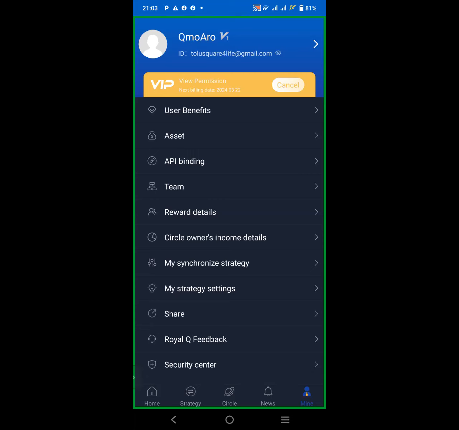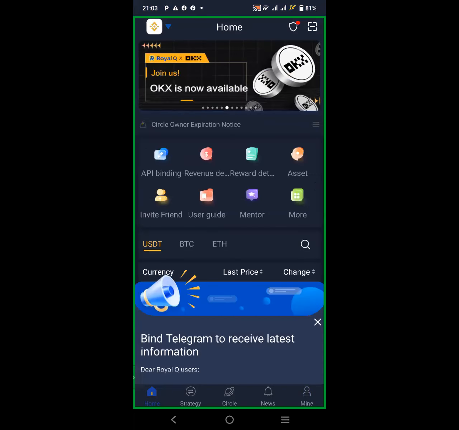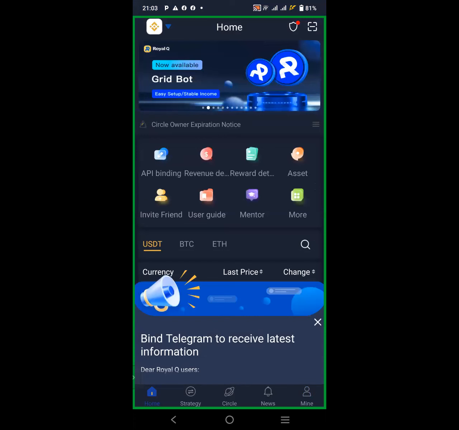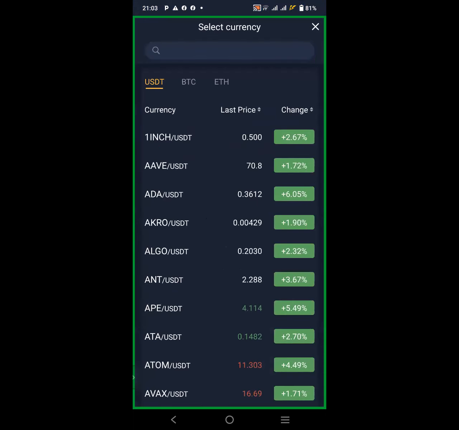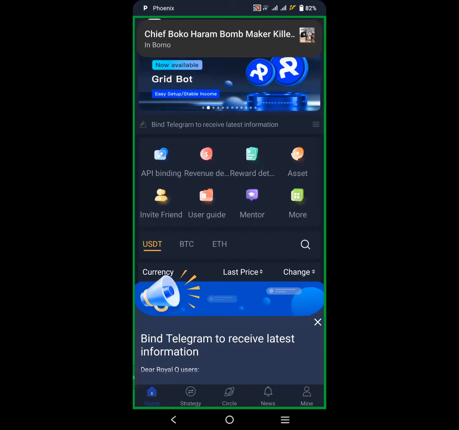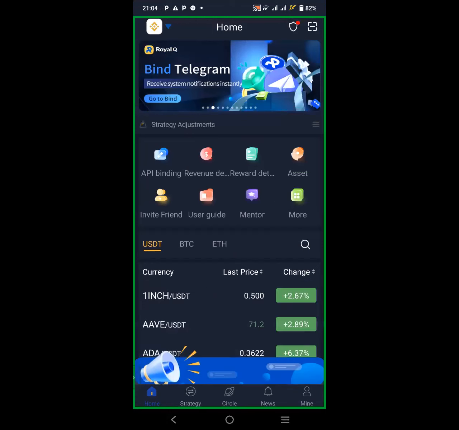And that's beautiful. So now, for us to select the coin to trade, we go to home. We are on home. Let's click the X of bind Telegram there, so that we are exposed to the coins that we can trade. The home page shows us 3 markets of RoyalQ. We have a market for the stable coin USDT, a market for BTC, and a market for ETH, that is Bitcoin, Ethereum, and then USDT.